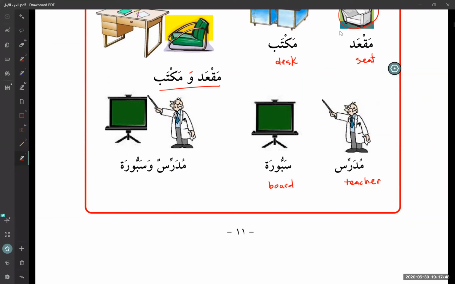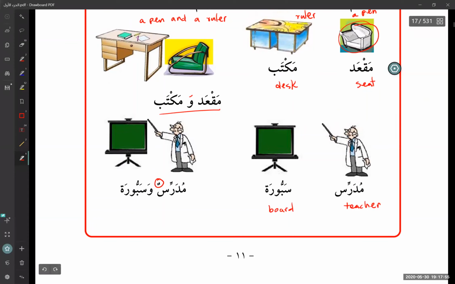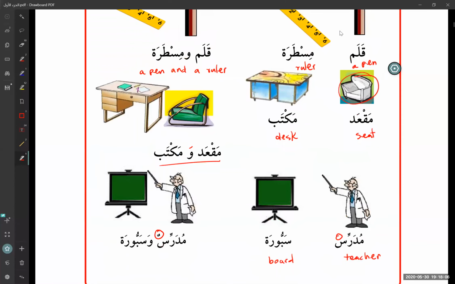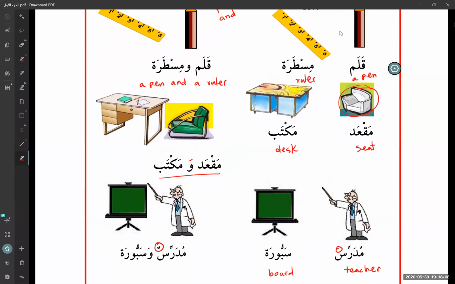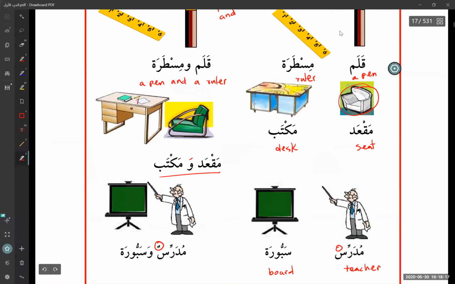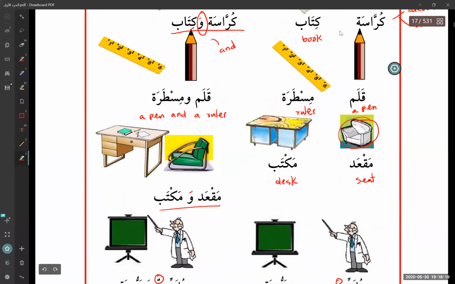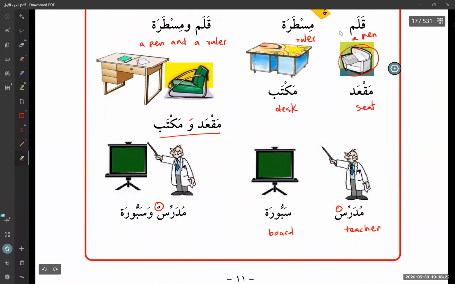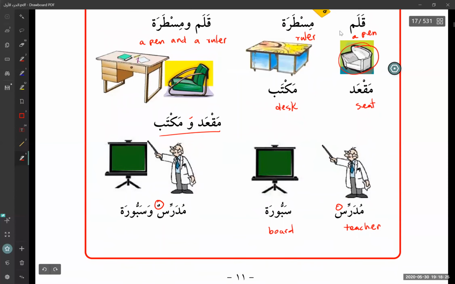You might notice that here they have put the ending of the word with tanween of dhamma, mudarrisun, where here they didn't put anything. So this is what the book does. Sometimes they will put the ending and sometimes they will not put the ending. There's a reason, because the ending has to do with grammar. So they will be teaching you grammar slowly, and when they teach you something, they will explain to you how the ending of the word will be.